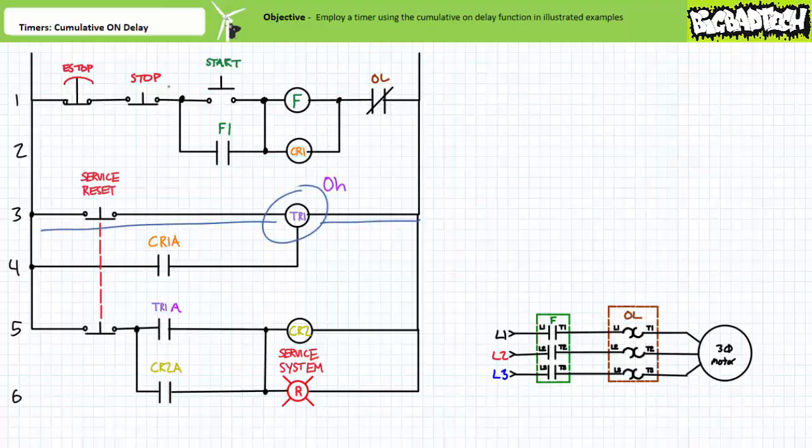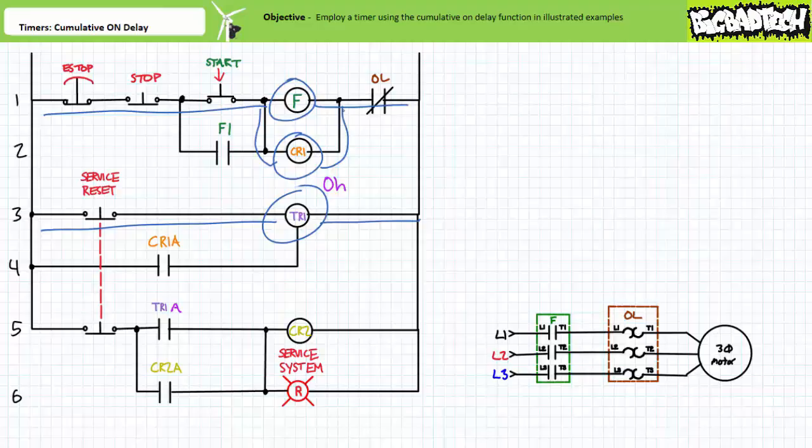Note the de-energized start state of this system at 0 hours as the motor is off, the timer is powered up, and the service system light is off. At the start of a 10-hour work shift, an operator presses start. This energizes the F contactor coil and the coil of regular control relay CR1.